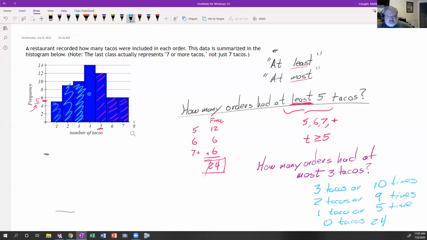I'm seeing some pretty emphatic no's out there. 24 what? If we were asked how many orders had at most 3 tacos, our answer really shouldn't just be 24. Our answer should be 24 orders with at most 3 tacos. Fair?